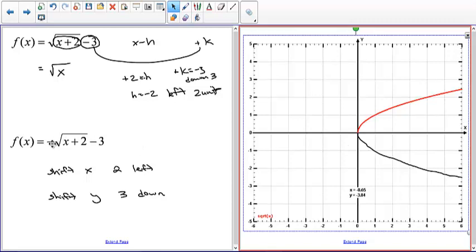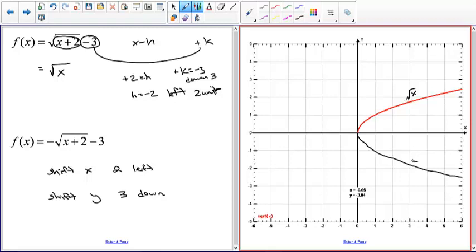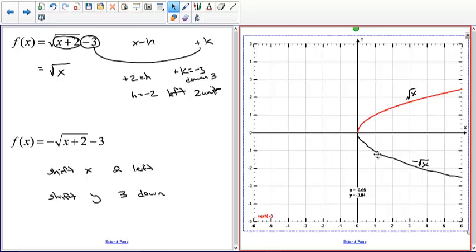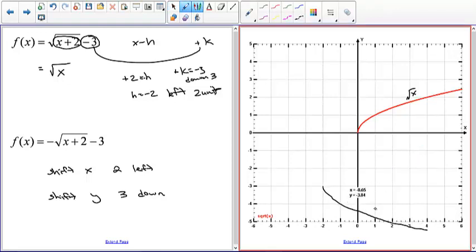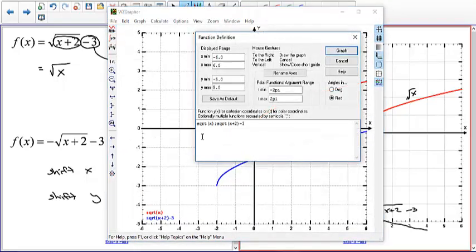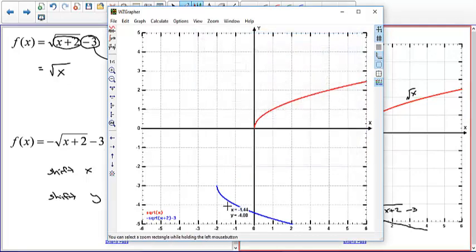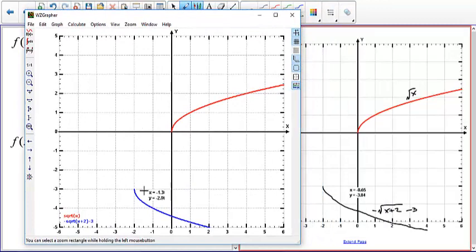The first step is just put the negative sign in front of the square root of x. So this is the square root of x. This is negative the square root of x. Then I do these two shifts. I go to the left 2 and down 3. And that's my final. So that curve here is negative the square root of x plus 2 minus 3. And again, I'll pull up my graphing program and we'll put that in there. So it's negative the square root of that, and I graph it. And you can see that there it is. It's flipped over the x-axis and then shifted.